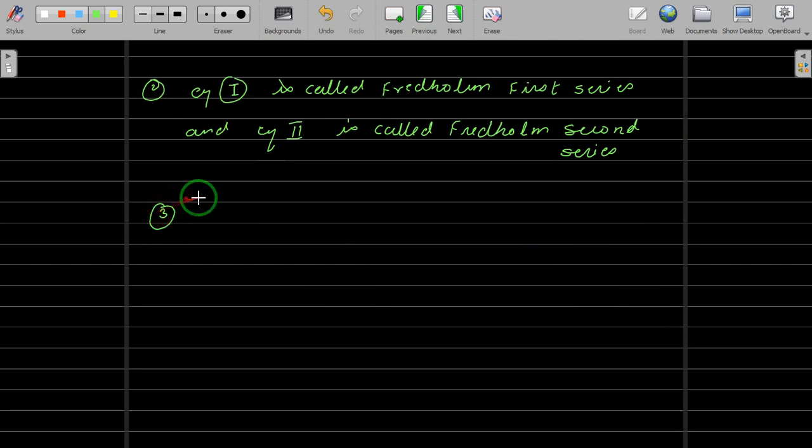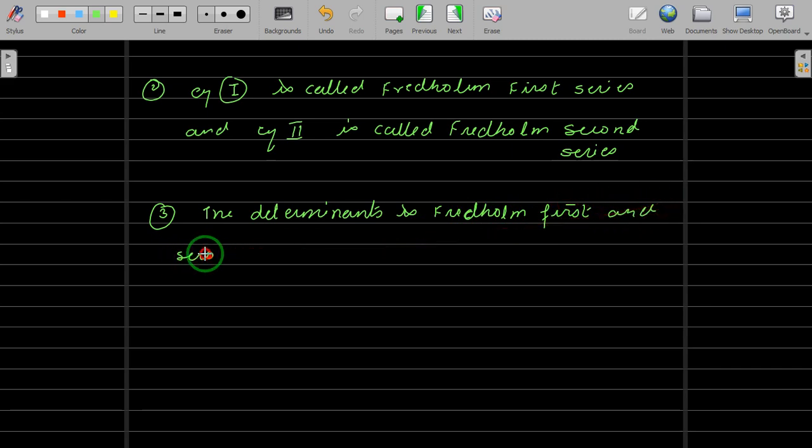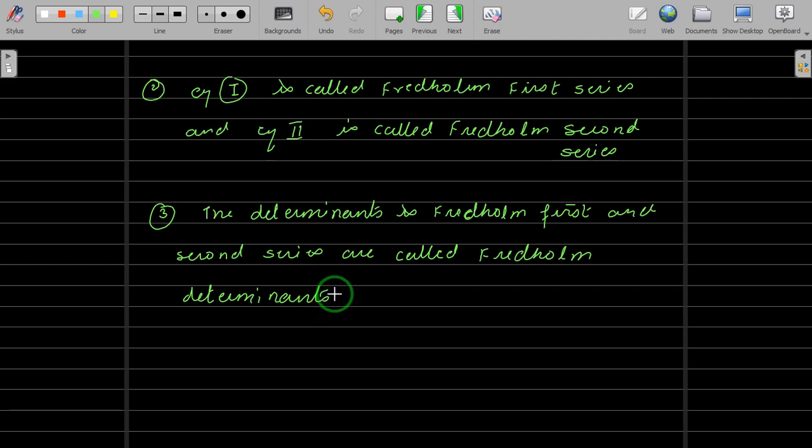And then third, the determinants in Fredholm first and second series are called Fredholm determinants. So these are also called Fredholm's determinant.